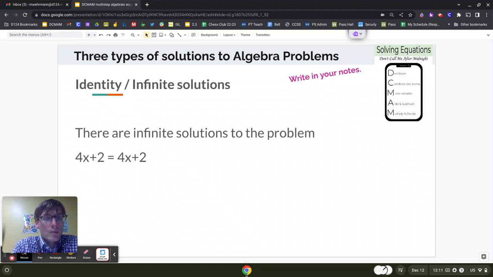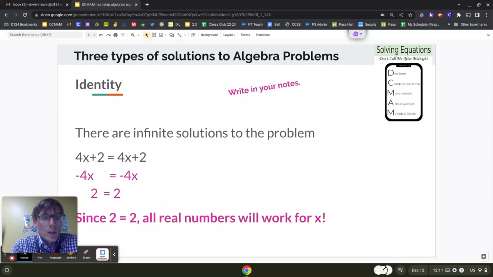When we subtract 4x, we're left with 0 x's on either side, and we just have 2 equals 2. We have 2 left on one side, 2 left on the other side. And we know since 2 equals 2, all real numbers will work for x. All right, so let's check this a second. For example, let's say x equals 1, right? If x equals 1, we have 4 times 1 plus 2 on one side of the equation. The other side of the equation has 4 times 1 plus 2. 4 times 1 is 4, plus 2 is 6. 6 equals 6. So if x equals 1, we still get 6 equals 6, so that would work.